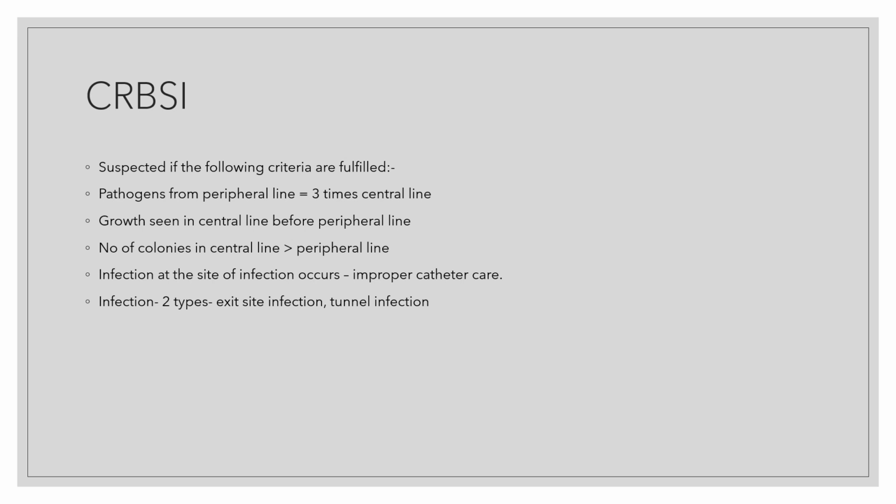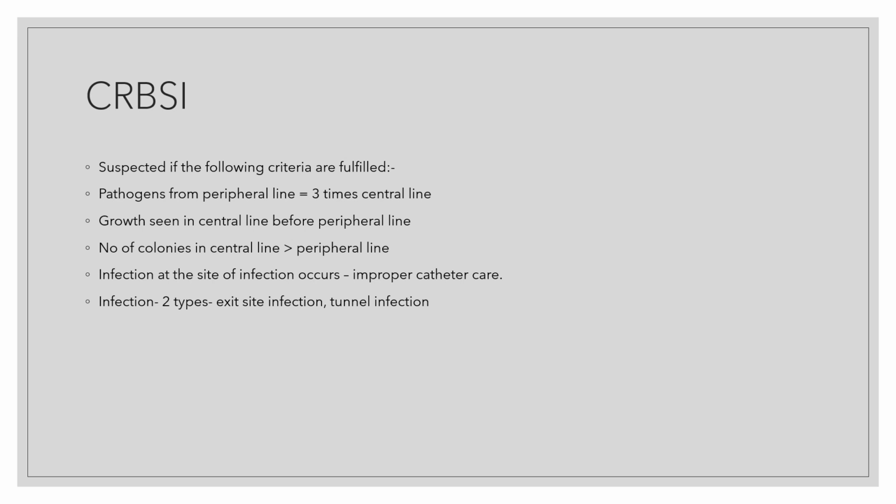Next is CRBSI. This is catheter related bloodstream infection, and this is suspected if the following criteria are fulfilled. If the central line shows 3 times more pathogens than the peripheral line, then it is suspected to be CRBSI. Also, the growth of the bacteria would be seen earlier in the central line in comparison to the peripheral line. Now, the number of colonies would be more in the central line than the peripheral line. If these three criteria are met, then we say that it is a catheter related bloodstream infection.